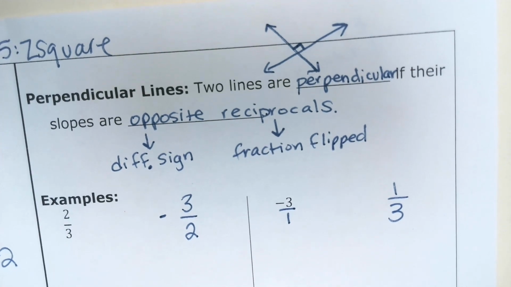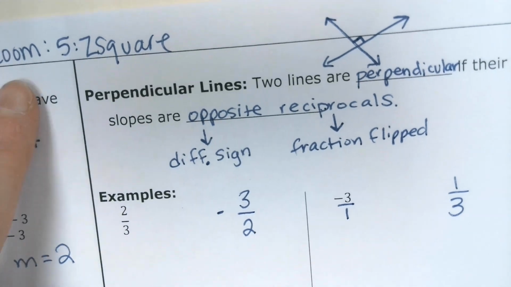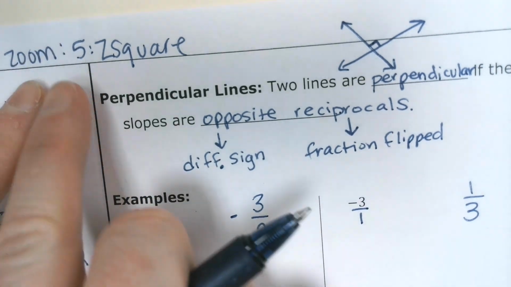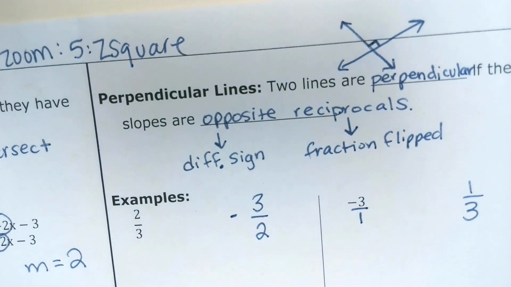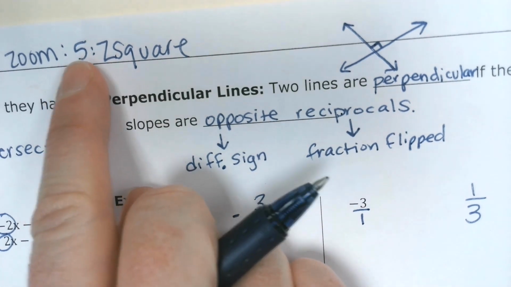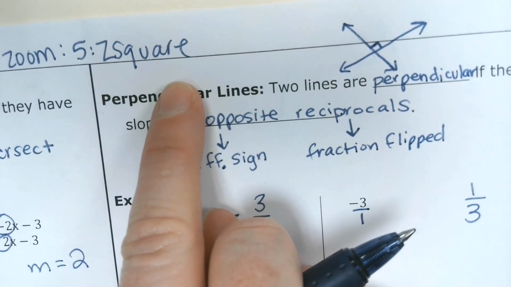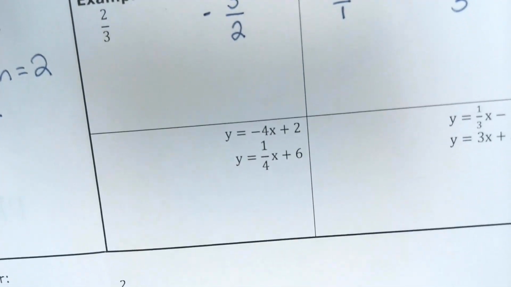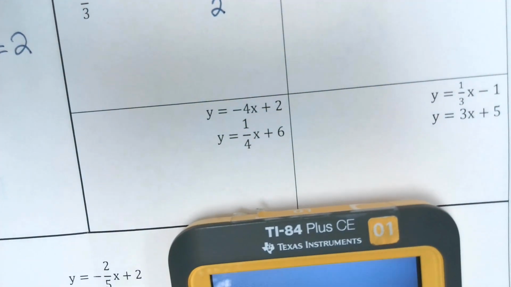So we're going to look at it in the calculator. This zoom square is going to make it where it looks perpendicular. If it's not like that, it might look a little off. So I like to make sure that it's in that zoom square so that it looks perpendicular if it really is.